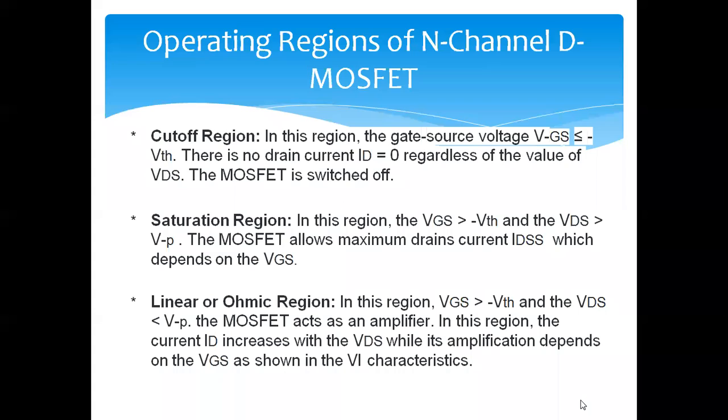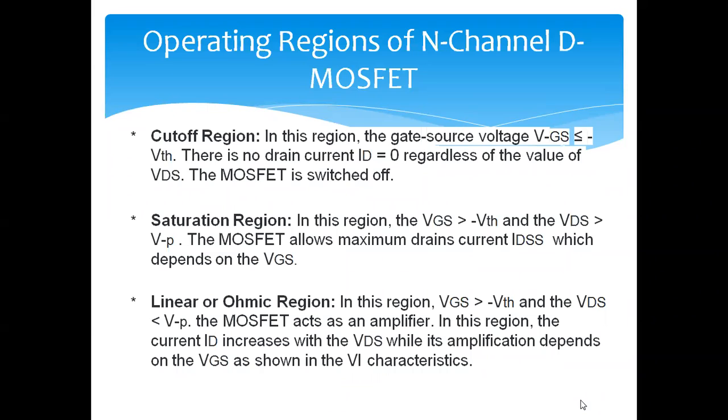Why minus VTH? Because we have applied the negative voltage to the gate. That means the threshold voltage is minus. So there is no drain current, ID is 0, regardless of the value of VDS. Irrespective of whatever voltage you have applied from drain to source, unless and until VGS is less than minus VTH, the current will not flow. That means ID will remain 0. Okay, this is about the cutoff region.